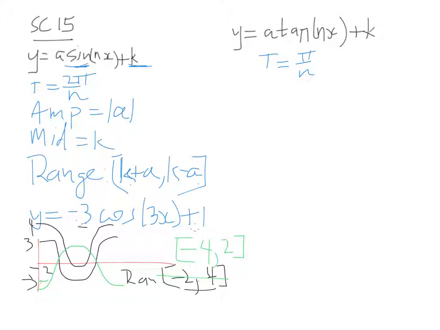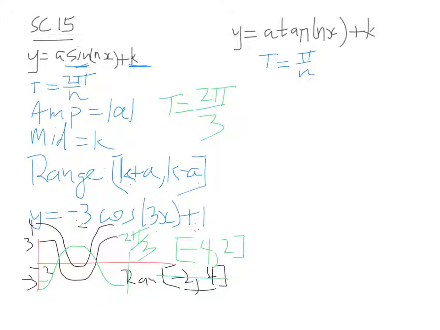Okay, now we've got to find a period. So T equals 2 pi over 3. So we just say it goes there. One cycle is there at 2 pi over 3. That's what we ended up with there.